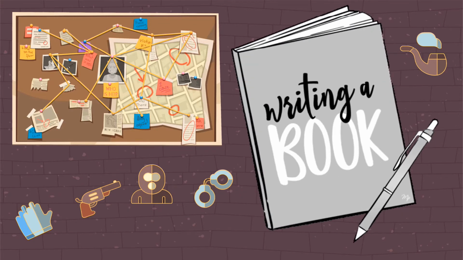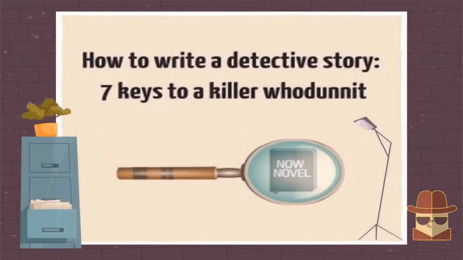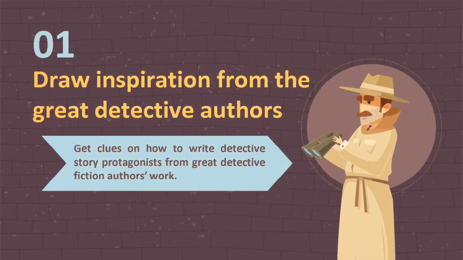In writing a detective story and making it an effective detective novel or short story, here are 7 steps that we must take into consideration. Number 1. Draw inspiration from the great detective authors. Get clues on how to write detective story protagonists from great detective fiction authors' work.